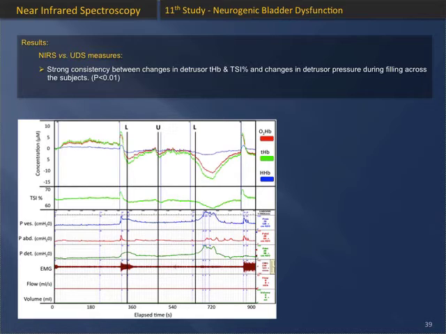In fact, if you compare this non-invasive NIRS part with this invasive urodynamics part, you can see a kind of mirror effect between these data. This data is coming non-invasively from the surface of the skin. This data is coming from the catheters, monitoring pressure.